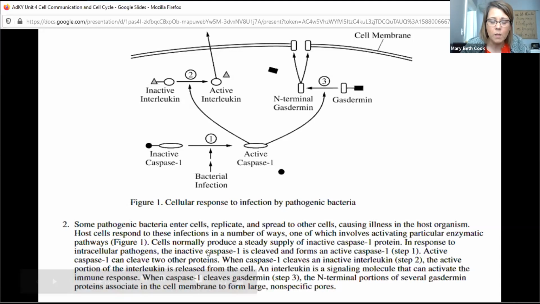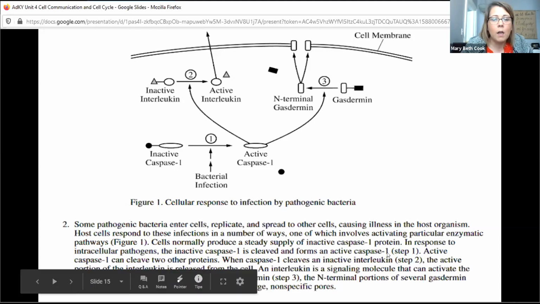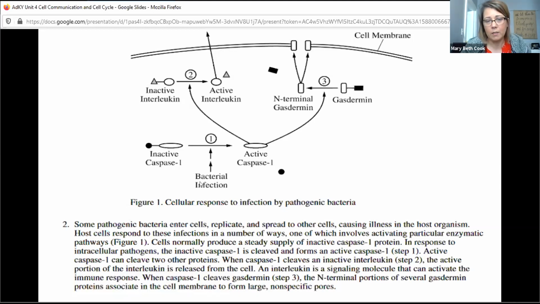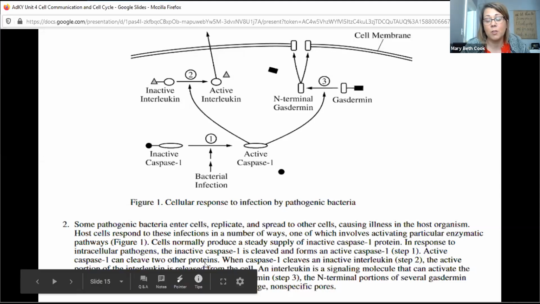The inactive caspase-1 is cleaved and forms an active caspase. So that's what we're seeing in step 1. So it's inactive here, and then once the cell's infected, that will be cleaved so that it's now activated. Active caspase-1 can cleave other proteins. So, when we initially looked at this, we didn't know what gasdermin or interleukin was, but now they're telling us that those are protein molecules. So again, everything that we know about proteins applies to these two molecules.